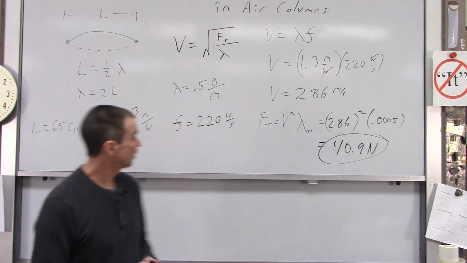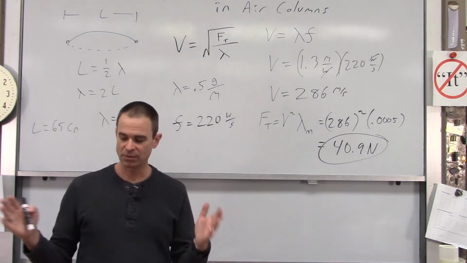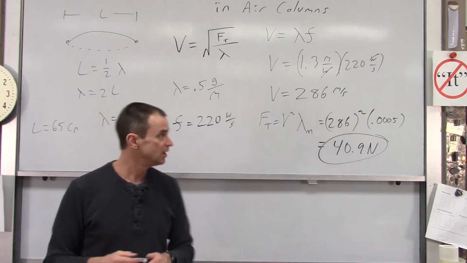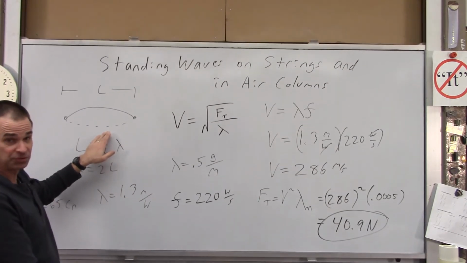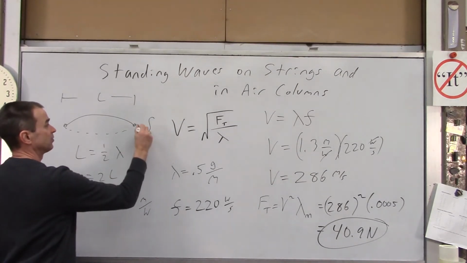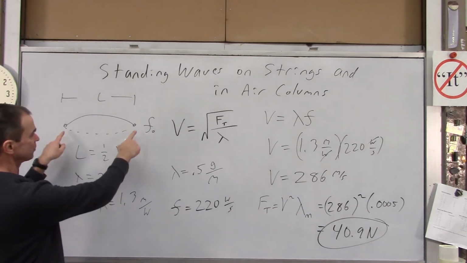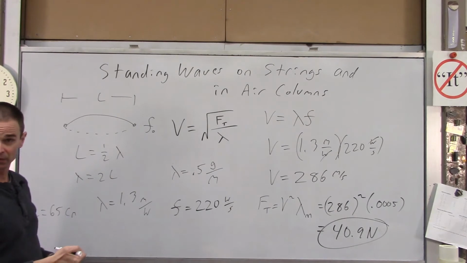Now, the other question I had for you regarding the guitar string is what other frequencies would cause the string to vibrate, okay? So this would be what we call the fundamental frequency, okay? That would be like f naught, okay, which is 220 hertz. Well, you always are going to have a node at either end, but then you can have as many nodes in the middle as you want.